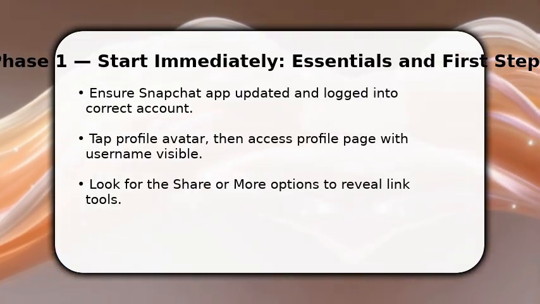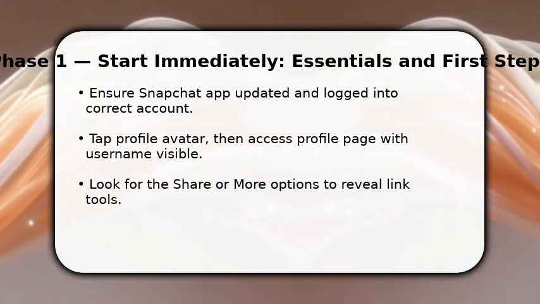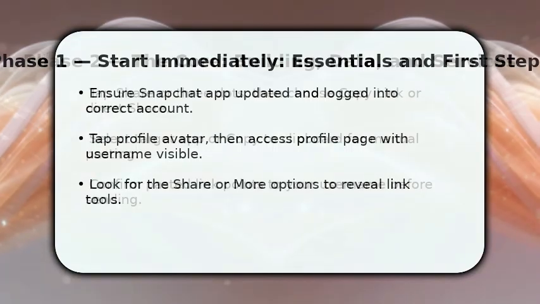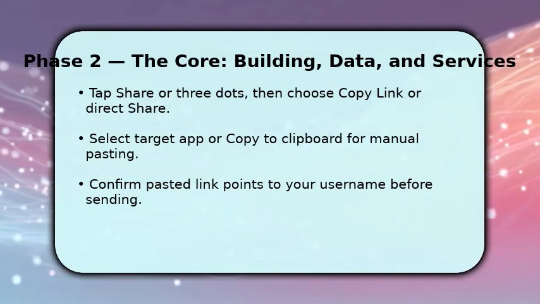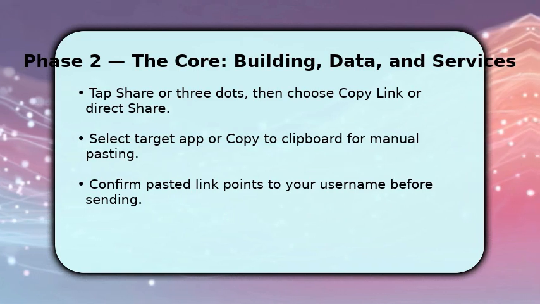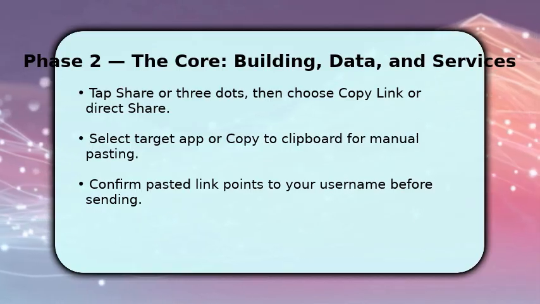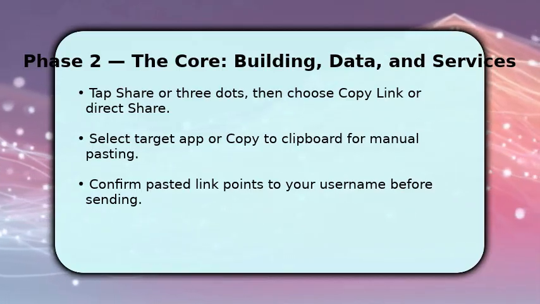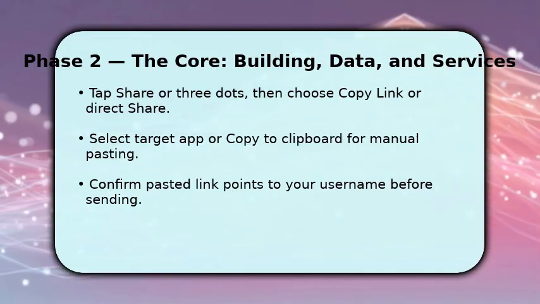Then, locate the three-dot More or Share button on your profile. This is where the link and sharing controls live. Now you tap Share or the three-dot menu on your profile. Choose Copy Link if you want control, or use Direct Share to send immediately to an app or contact. Copying puts the profile link on your clipboard, so you can paste it into messages, email, or social posts. This is the most reliable method.